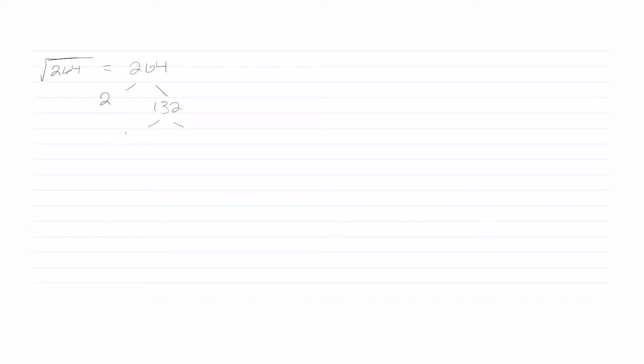So factors of 132 are 2 and 66. And that's not a perfect square, so we're going to keep breaking it down into 2 and 33. And 33 doesn't have any perfect squares in it. But if we look, we've gotten ourselves 3 2's, and we only need 2 of those to pull out and simplify. So we're going to rewrite the square root of 264 as the square root of 4 times 2 times 33. So we can pull out 2, and we're left with the square root of 66.